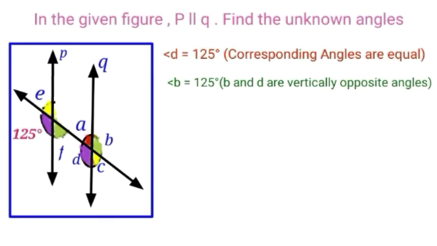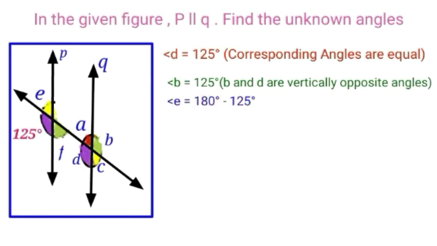Angle B is equal to 125 degrees. From the figure, we get angle B and angle D are vertically opposite angles. We know that the measures of vertically opposite angles are equal. So angle B is equal to 125 degrees.